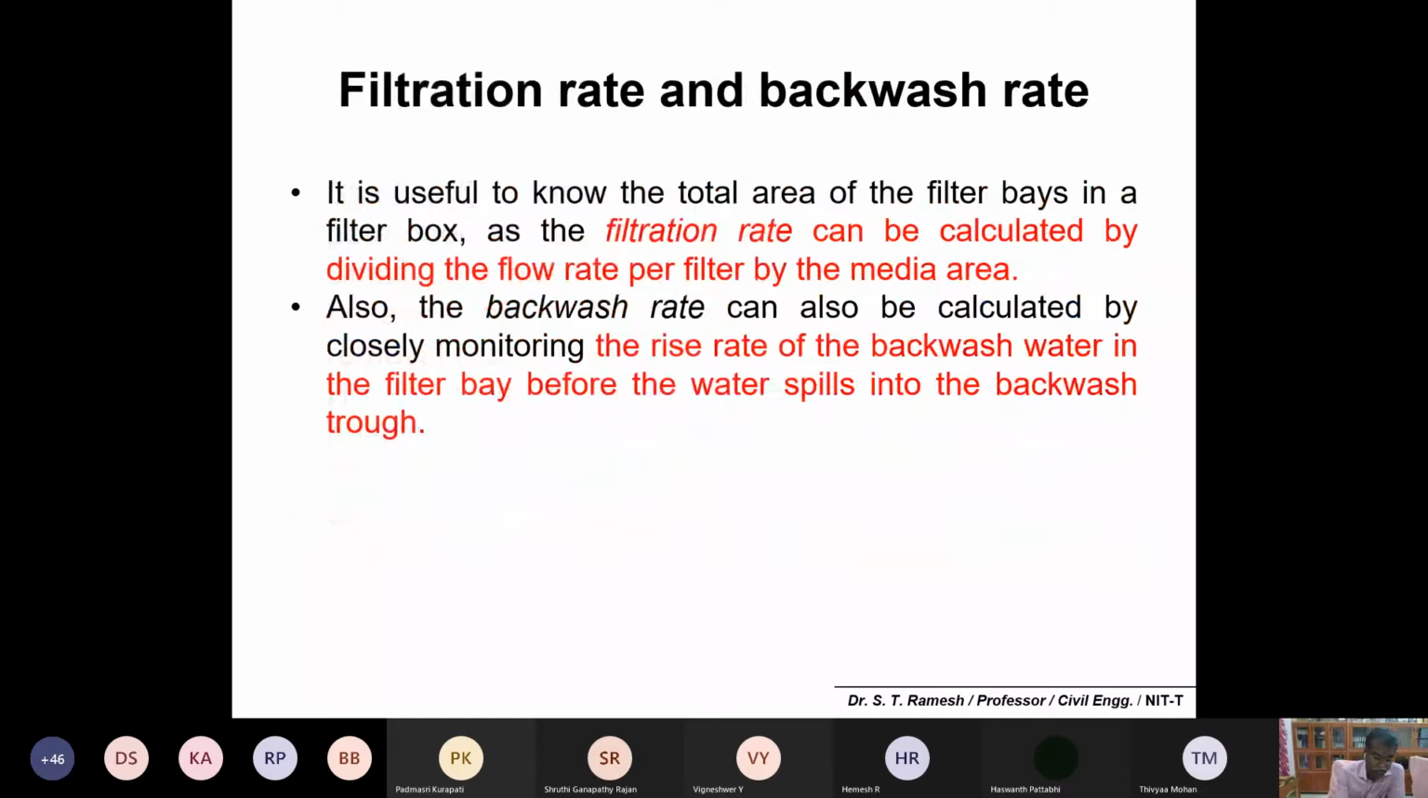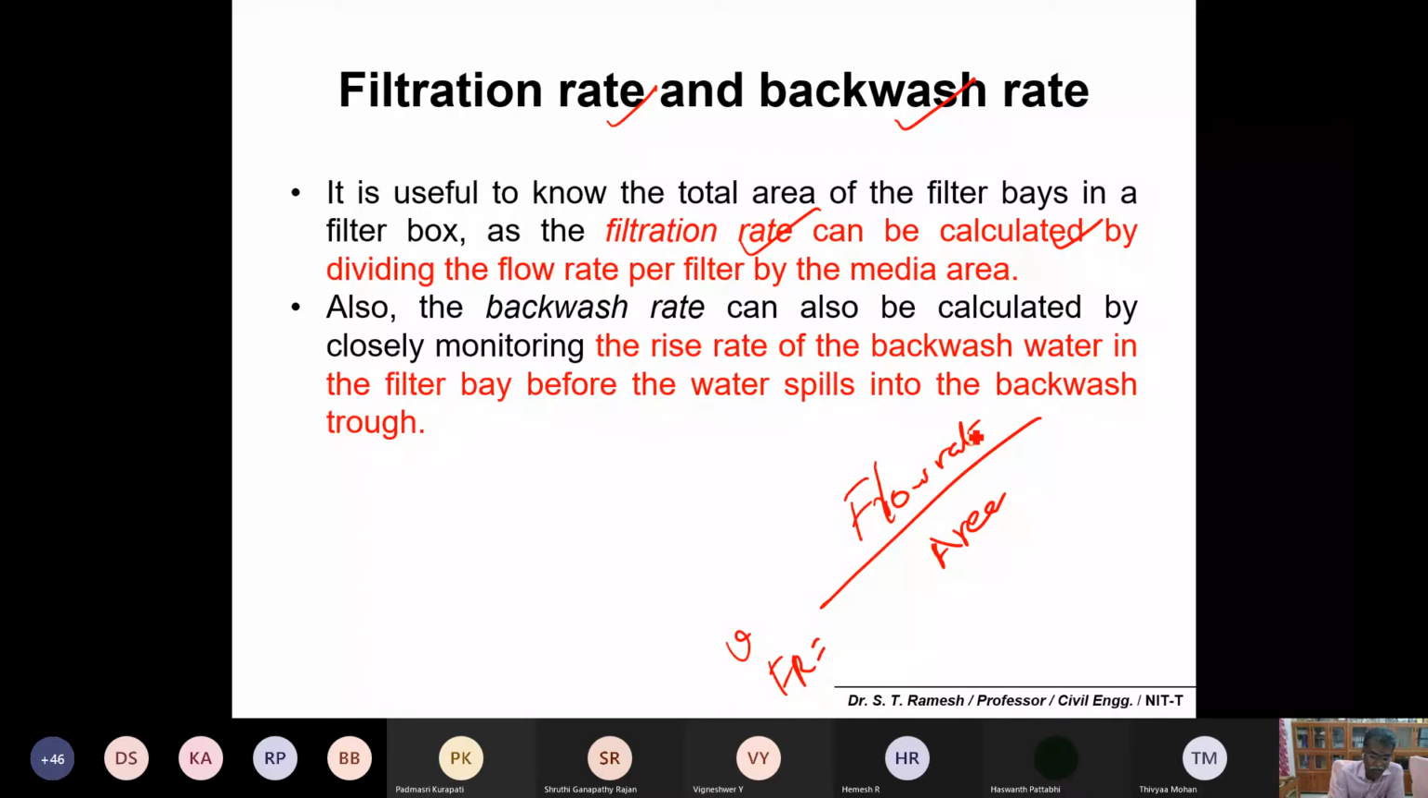Now you have to define what is filtration rate and what is backwash rate. Filtration rate is calculated by dividing the flow rate by the media area of the filter. This is again a velocity, or you can simply remember: filtration rate is equal to flow, Q, divided by area.